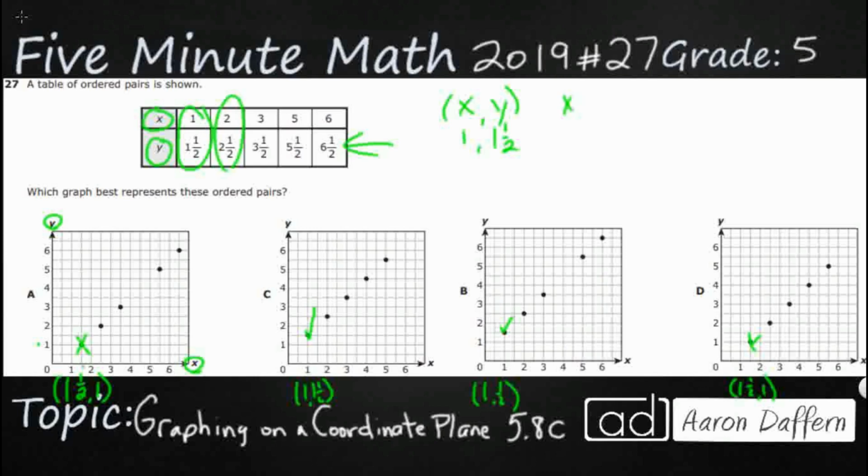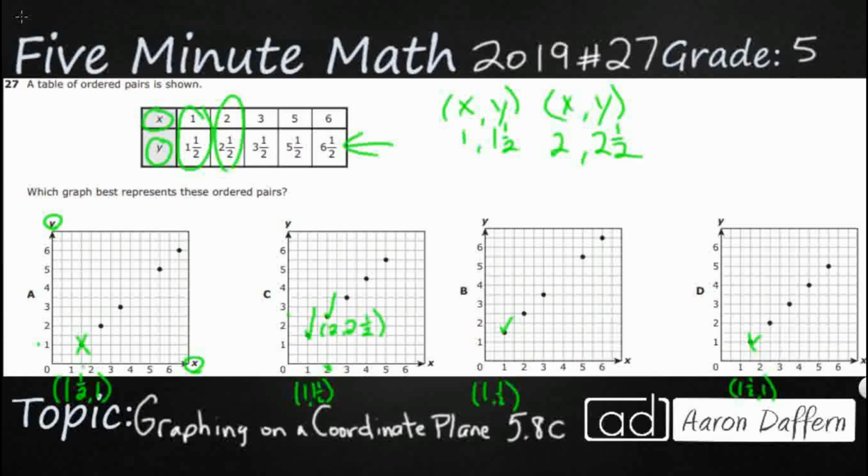So our second coordinate, x, y, is going to be 2, 2.5. So let's just start with C and B here, since we know those are the two that are still kind of in the running. So we've got C, it's over 2, and it's up 2.5. So that's looking good right there. So let me just write that right here, 2, 2.5. Because it's over 2 on the x and it's up 2.5 on the y.